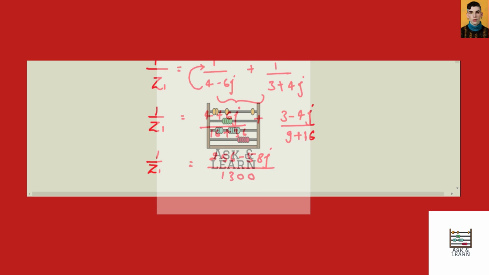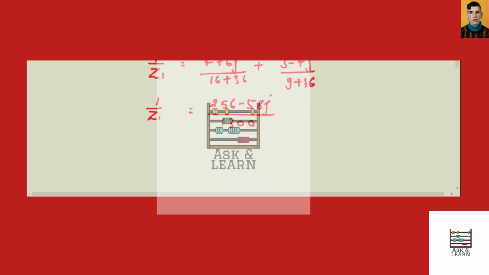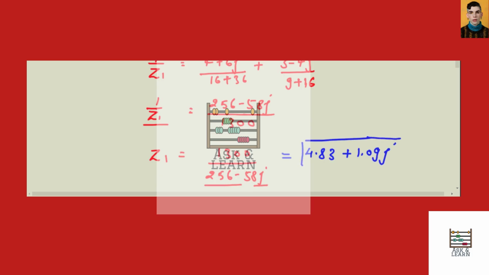So as I am interested in Z1, not 1 upon Z1, just reciprocate both of the terms, and you will get Z1 as 1300 upon 256 minus 58J, right? If you further simplify by taking the conjugate of these terms in the numerator, the final value of Z1 is 4.83 plus 1.09 J. So this is our Z1 in ohms, right?